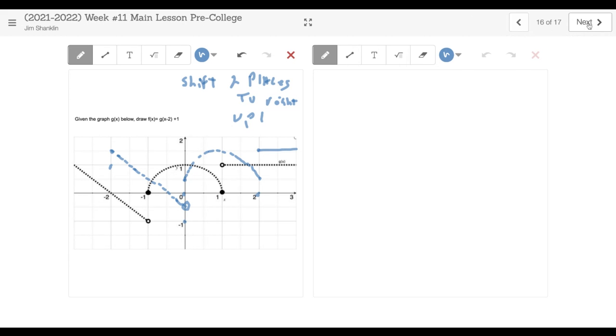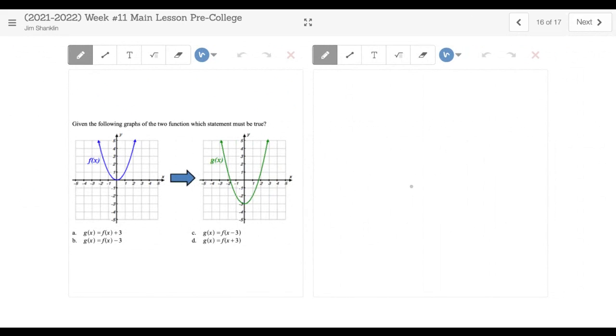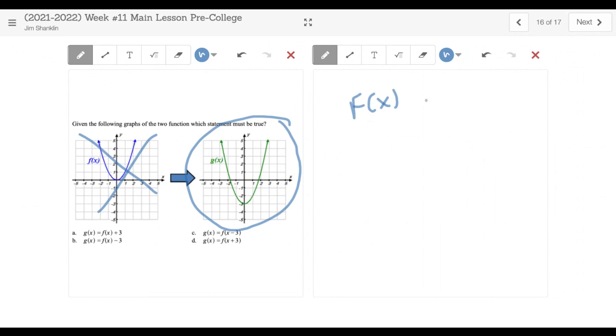Then the rest of the problems, you're going to have to write an equation. So for example, let's just cross this off. How would you write an equation for this? Well, we know it's the parent function, so I know it's going to be f of x equals x squared. And then what's happening to this thing? Well, it's just being shifted down 3 units. So I would just put minus 3.